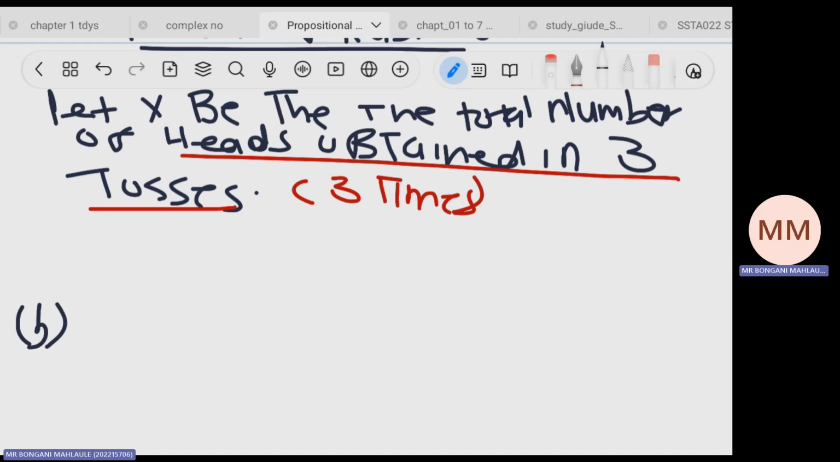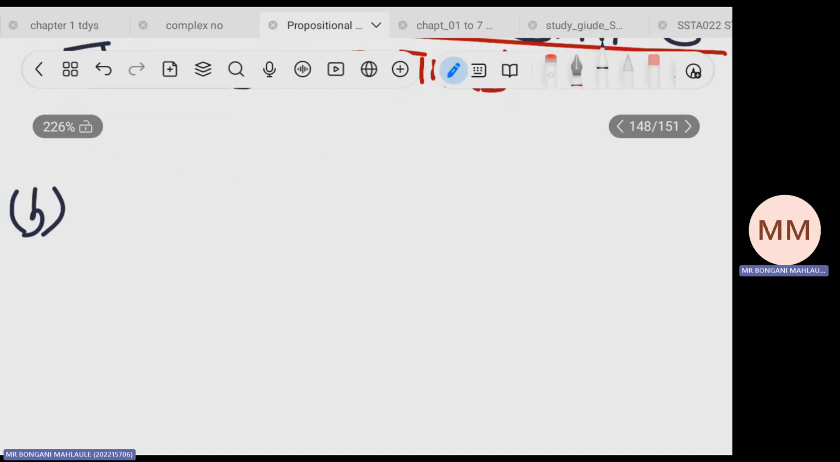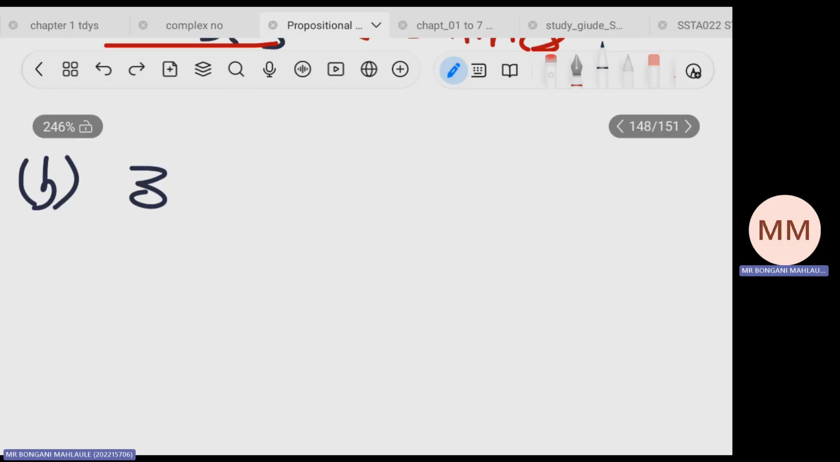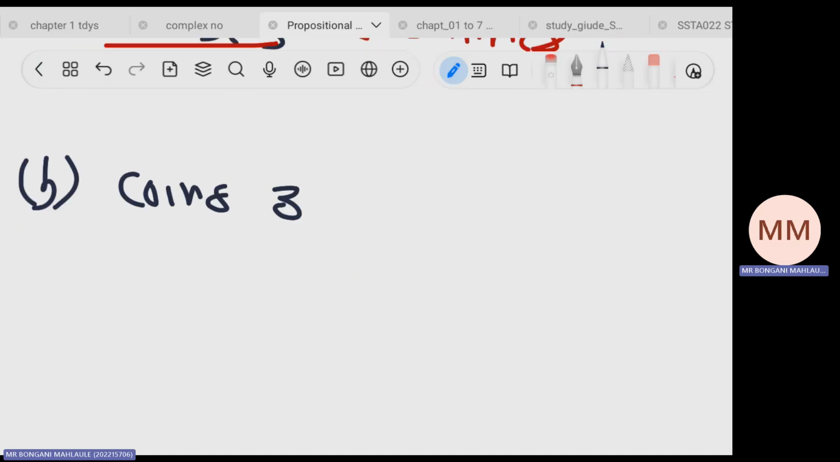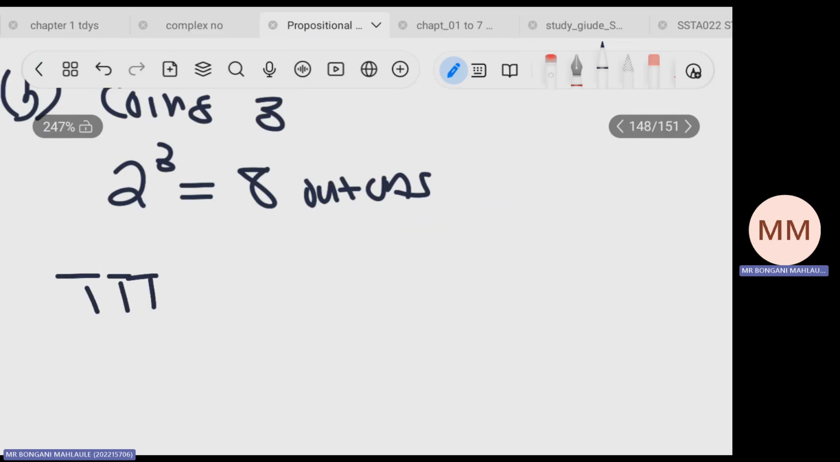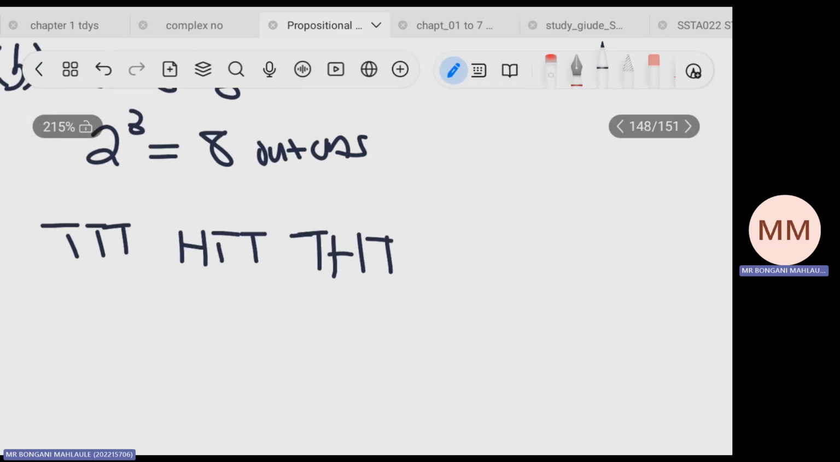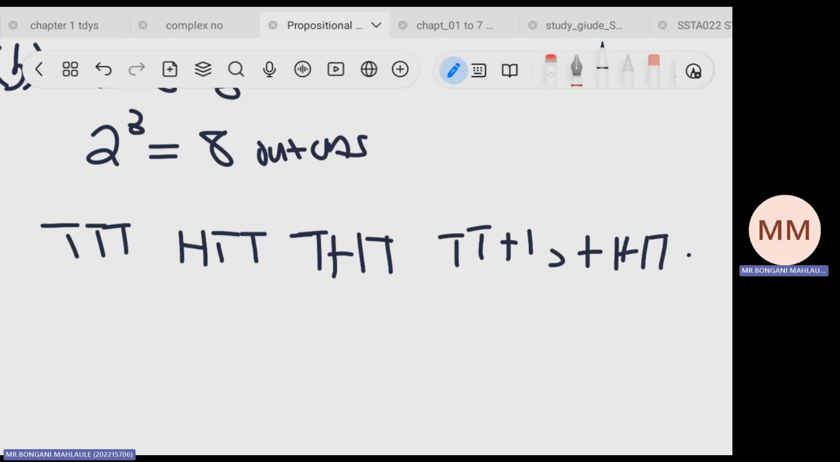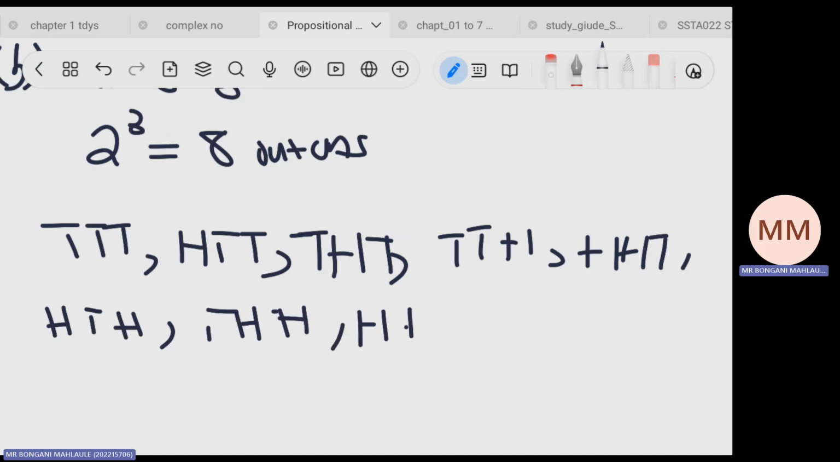So letter B, we know that if we're tossing a coin 3 times, it means we'll have 2 to exponent 3, we'll have 8 possible outcomes. So we can have tail, tail, tail, head, tail, tail, tail, head, tail, tail, tail, head, tail, head, tail, head, tail, head, head, head, head.